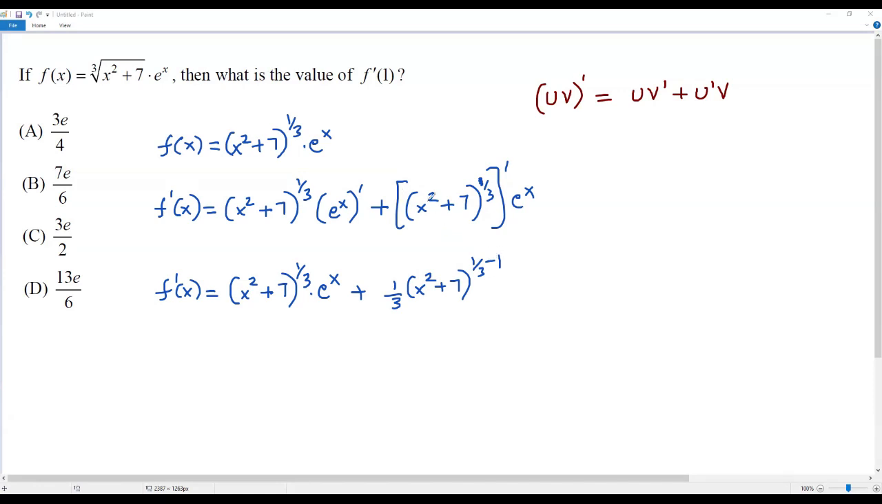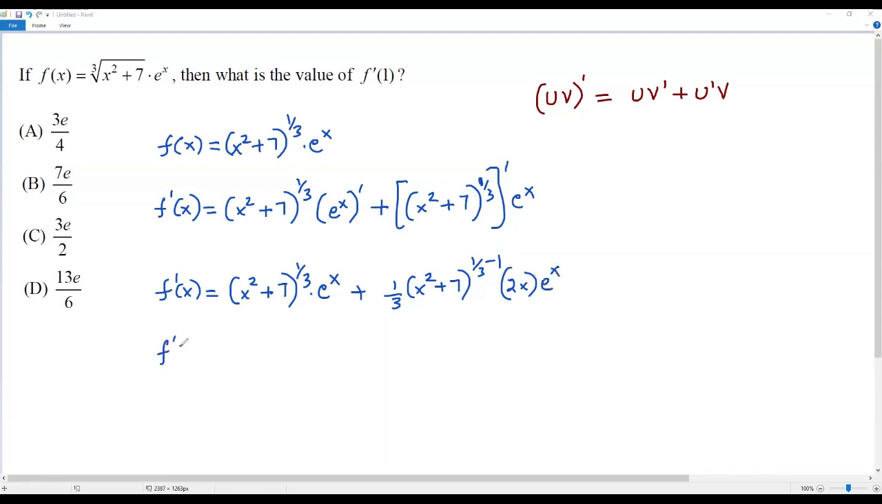By the chain rule, I have to do a further derivative for the base x squared plus 7. When I do the derivative of x squared plus 7, I just get 2x, because the derivative of x squared is 2x. The derivative of the constant 7 is 0. So 2x plus 0 is just 2x. And we write this e to the x power as it is.